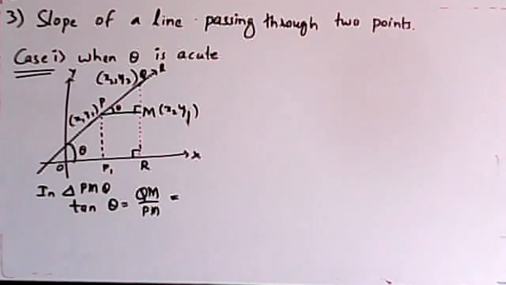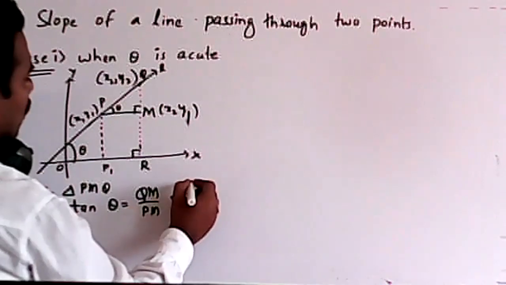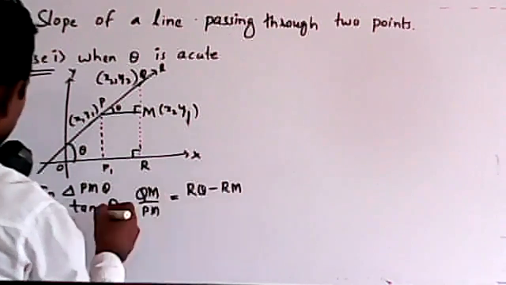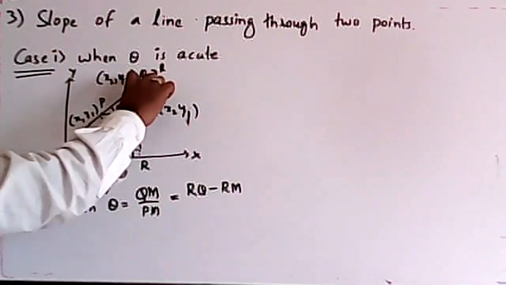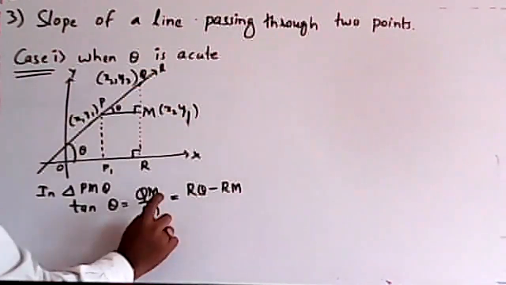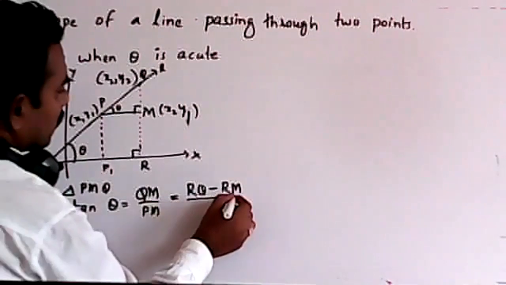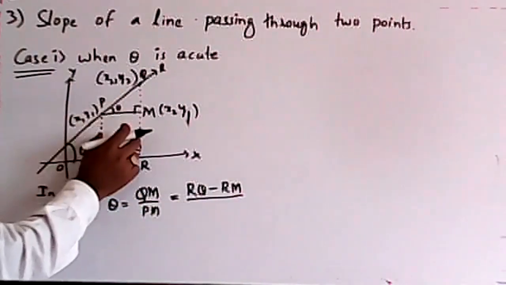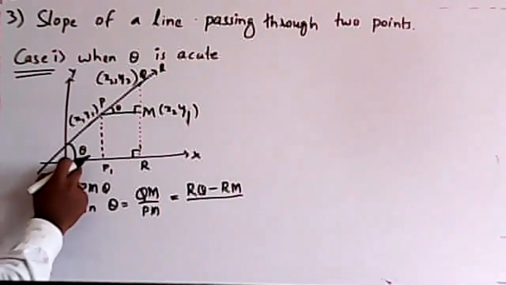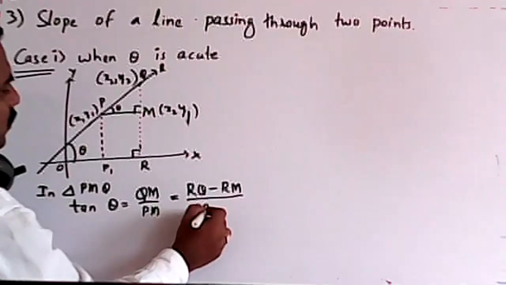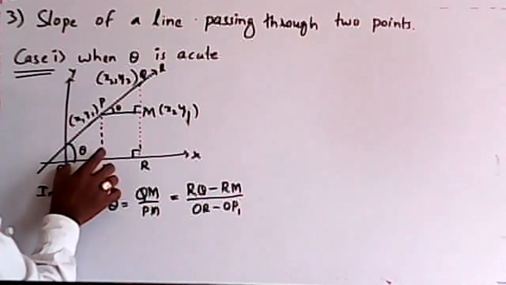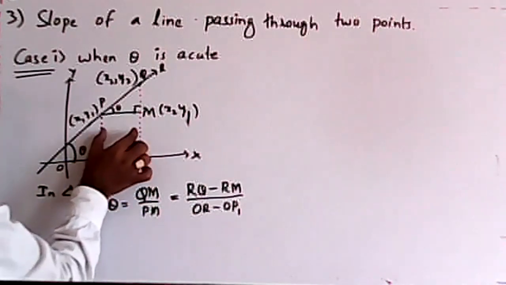Then I can add QM, which is nothing but RQ minus RM. So QM is equal to RQ minus RM. Then this remains. Now, similarly, PM is nothing but OR minus OP1. If you remove this portion from this portion, then this will remain. That is PM.